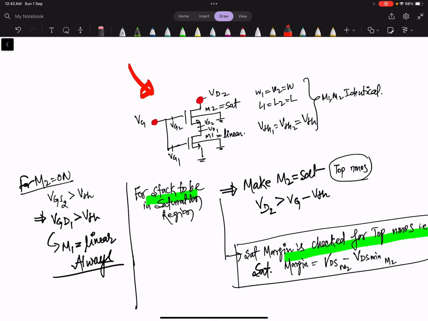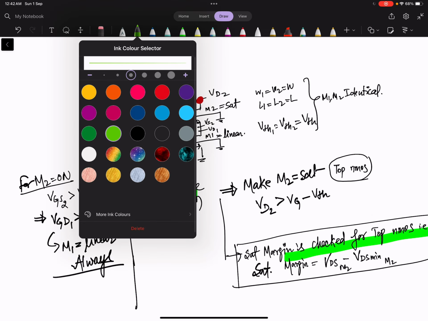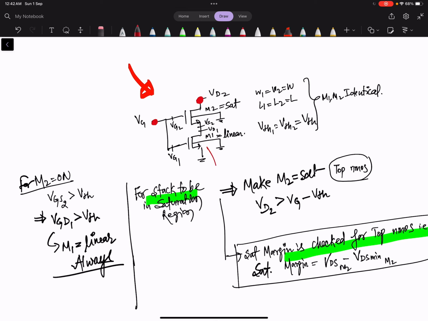First MOSFET, okay, this is M1, this is M2, this is gate voltage, this is drain. Both gates are connected, and the source of M2 and the drain of M1 are connected. Now in terms of voltage, the first thing is that M2 has to be on.